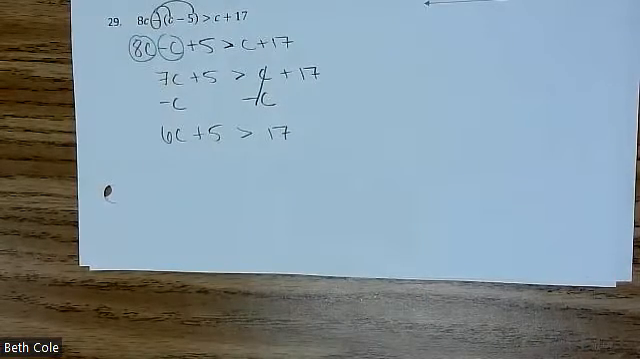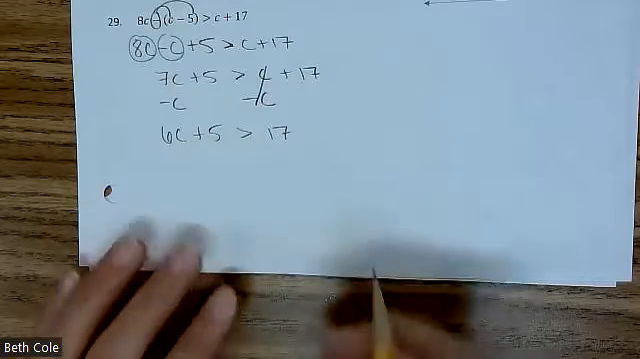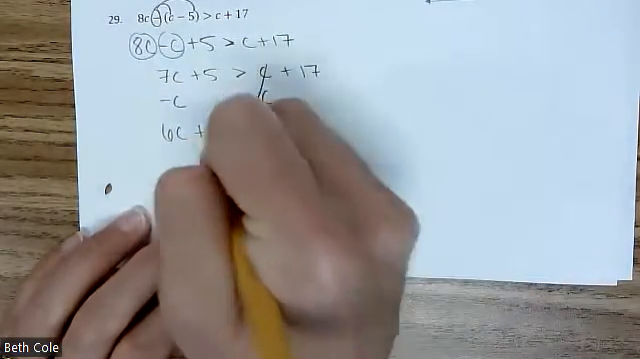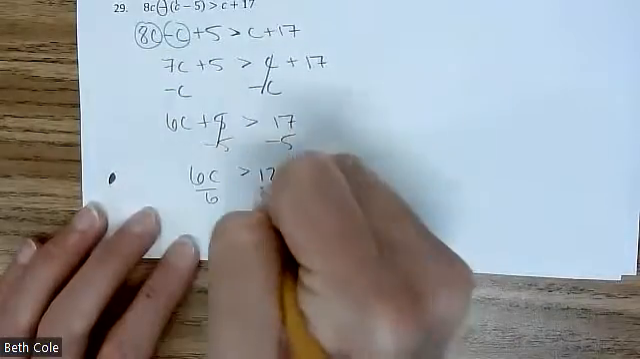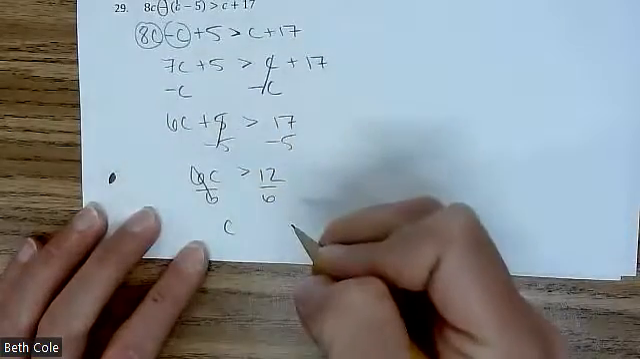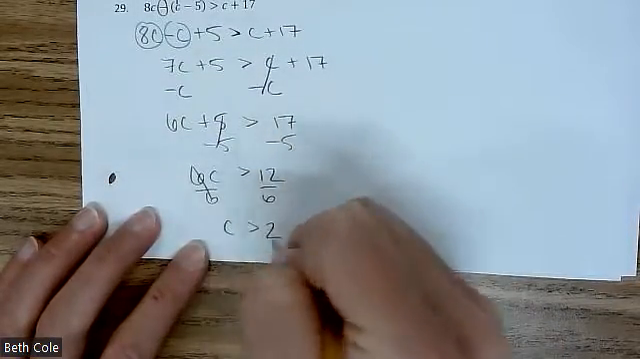It is exactly like solving an equation. It's no different. It's just if you divide by a negative, you have to remember to flip the little alligator mouth around. Good, subtract 5. That'll be 12. Divided by 6, which is 2. Good. C does not equal 2. C is greater than 2. Good.